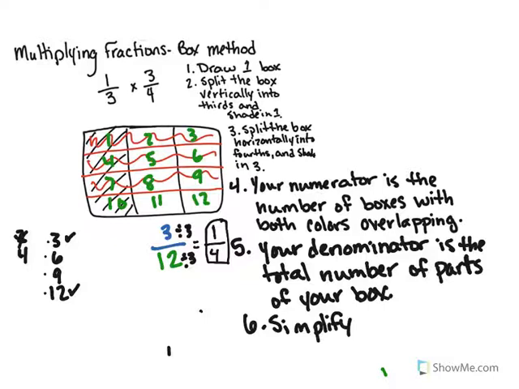And we know that multiplying usually makes things bigger. When we're multiplying fractions, though, it actually makes them smaller. You're finding a smaller piece of your original amount.